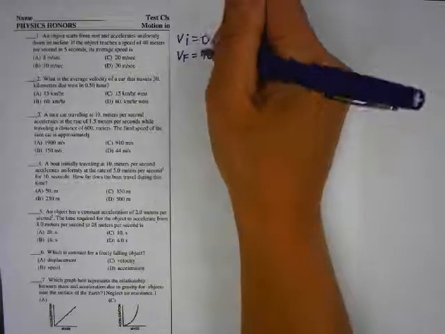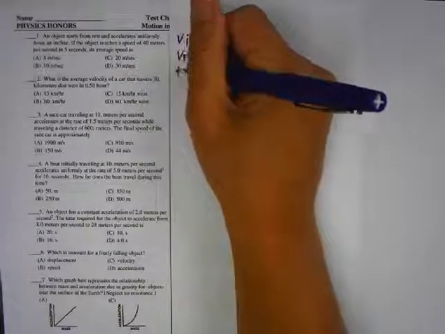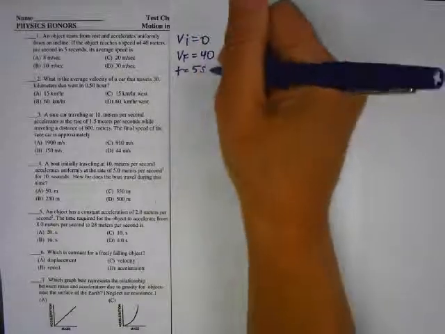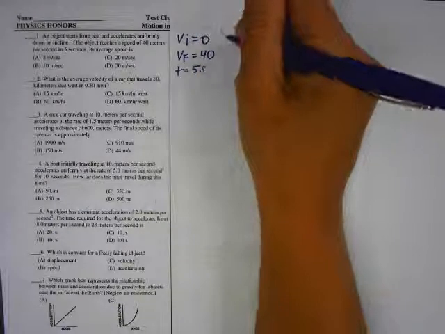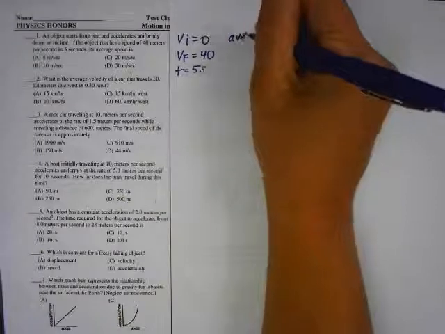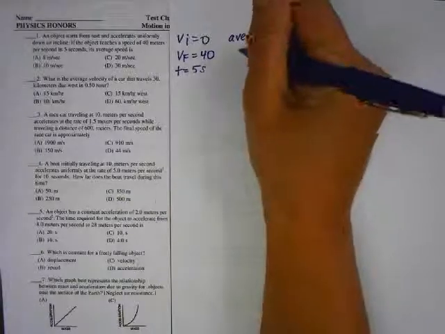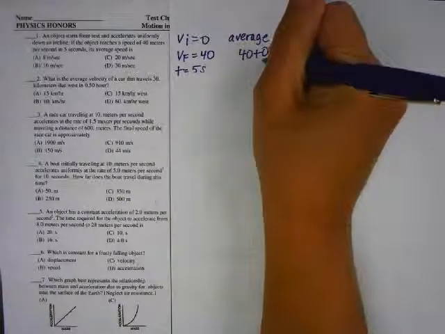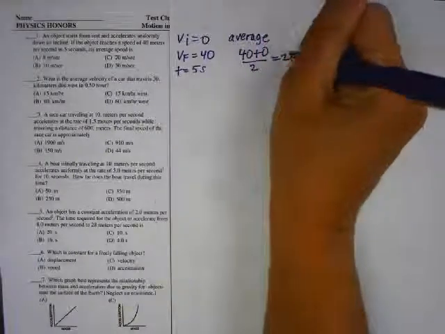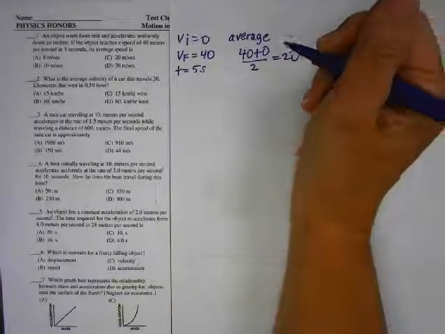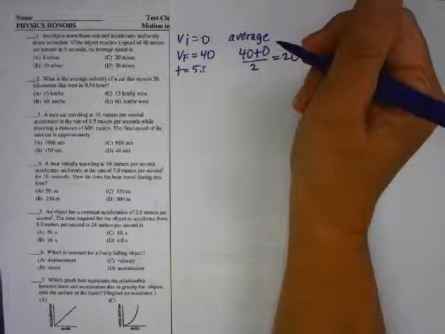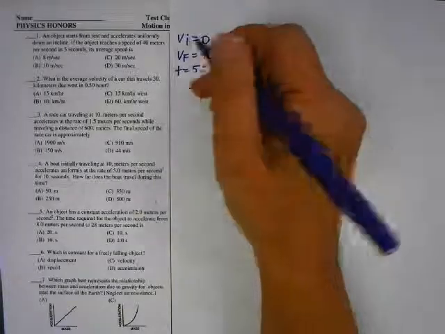Now they give us all this information and they tell us t is equal to 5 seconds, but you don't need that because they ask for the average speed, and the average is just going to be 40 plus 0 divided by 2, which is 20. So the answer is choice C, 20 meters per second. Number 2.